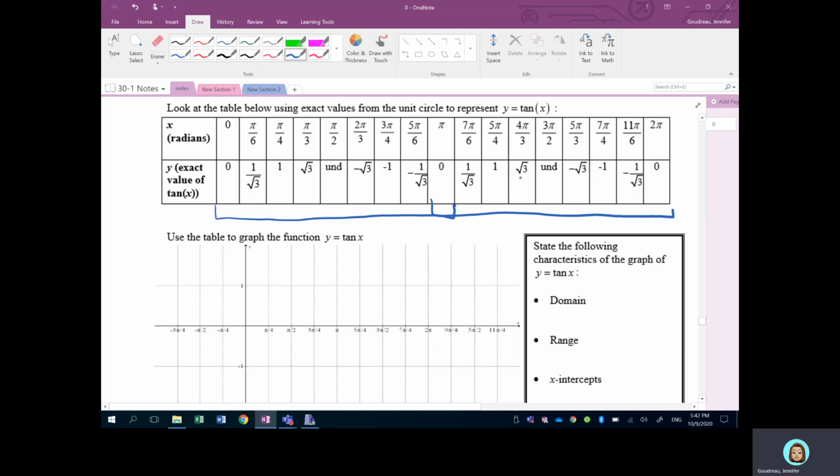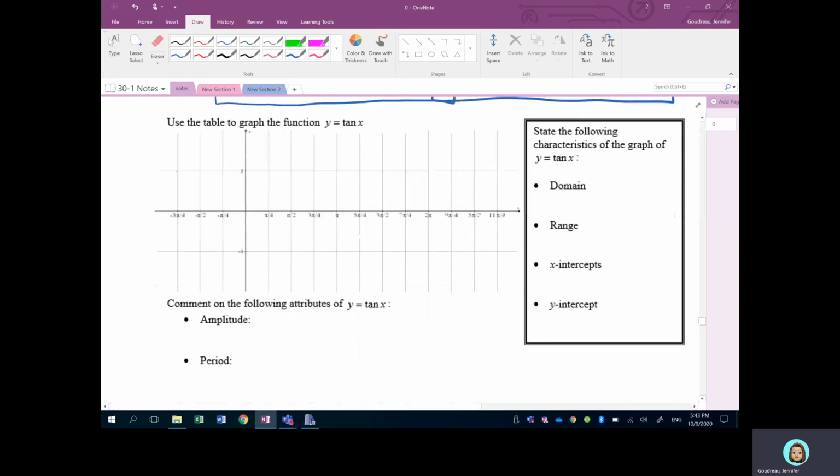This is because tangent is positive in quadrant 1, negative in quadrant 2, positive in quadrant 3, and negative in quadrant 4. It does not take 2 pi radians to go through one complete cycle of tangent. It only takes pi radians. We only need to go halfway around the circle to get through one cycle of tangent. So that's another difference between tangent and sine and cosine.